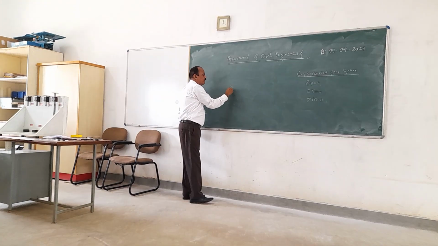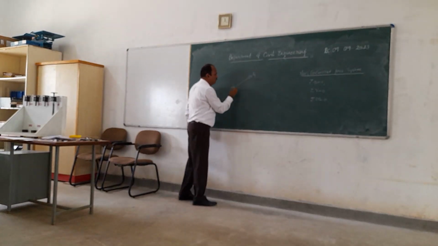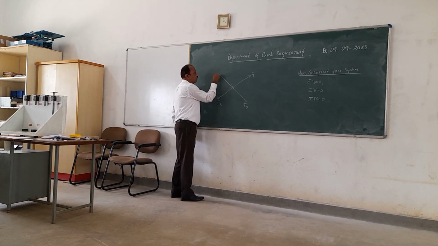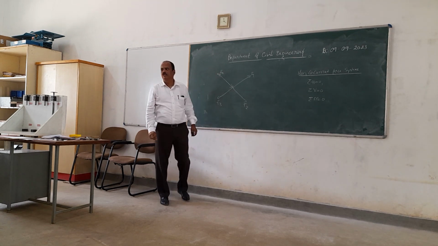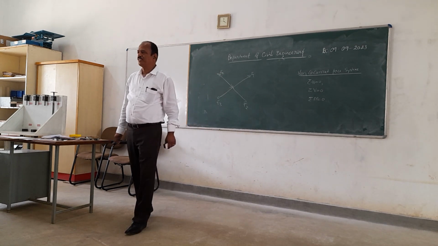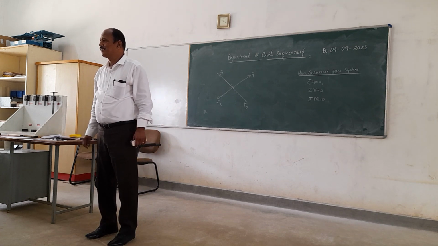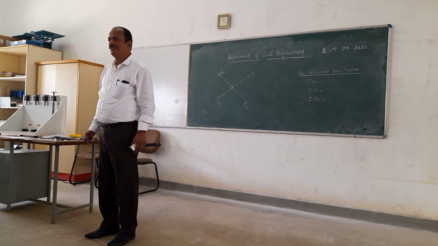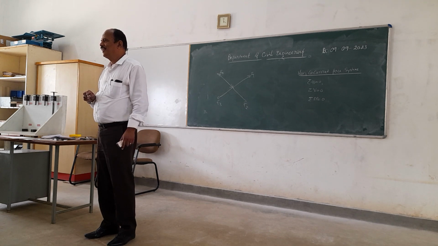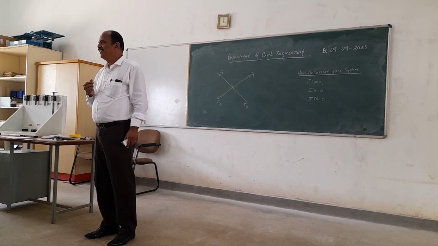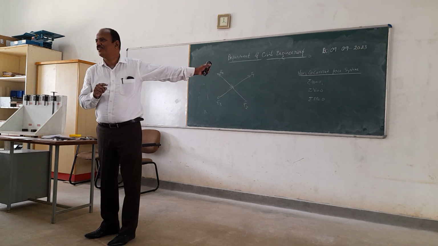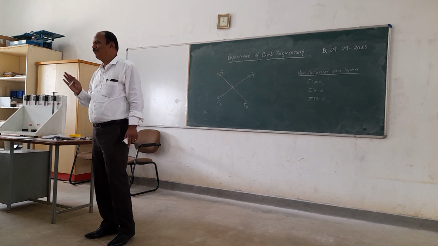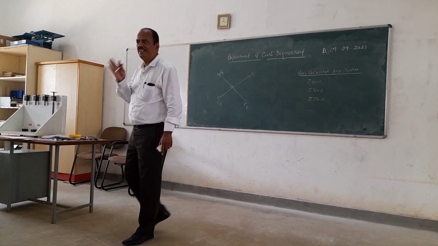Now, we have a set of forces. This is F1, this is F2, this is F3, and this is some force F4. Now we are required to find out the value of the resultant. If the resultant is equal to 0, then you say it is in a state of equilibrium. If you get some value of R, it is not in a state of equilibrium. That already you have studied, isn't it?